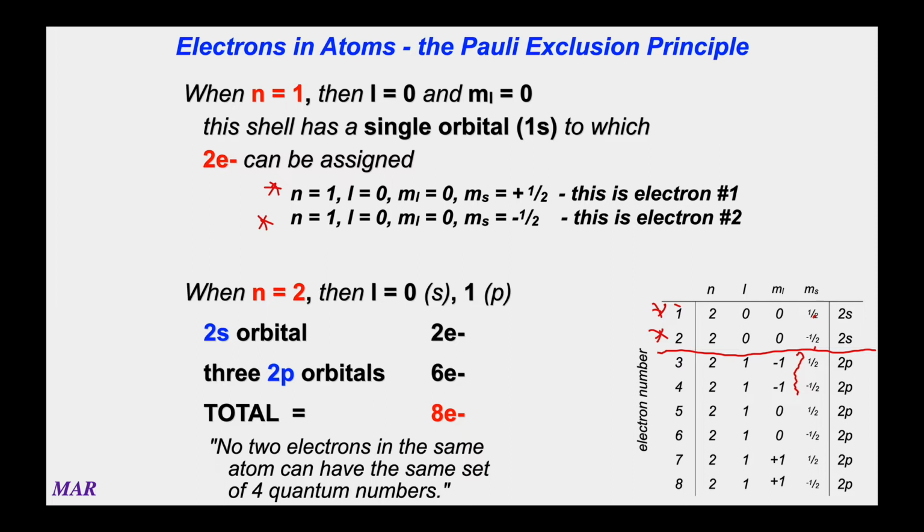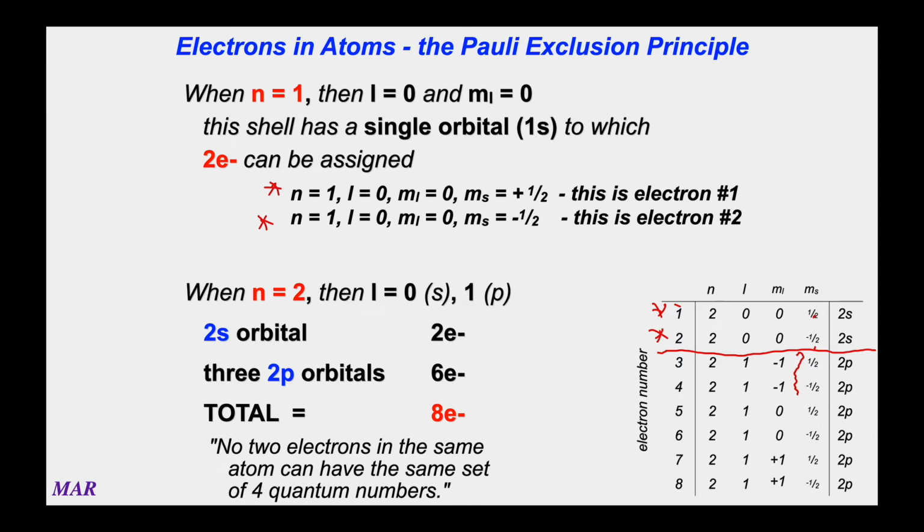The next two are for when m sub l equals 0, and the last two are for when m sub l equals +1. This type of orbital is the 2p. Remember, when L equals 1, that's p. When L equals 0, that's s. L equals 2 is d, etc., etc.